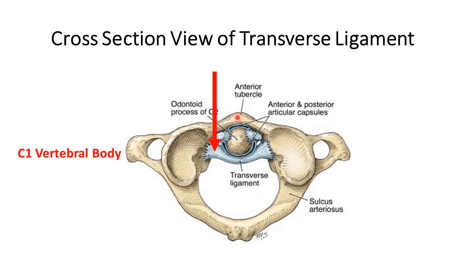So this is the anterior arch of the atlas, and the odontoid process is embraced by the transverse ligament, which is running transversely just behind the odontoid process of the axis.